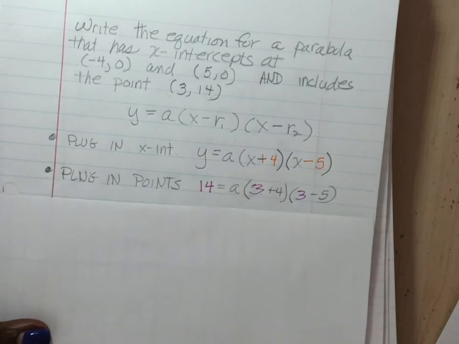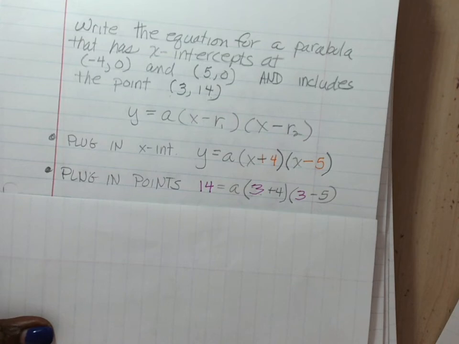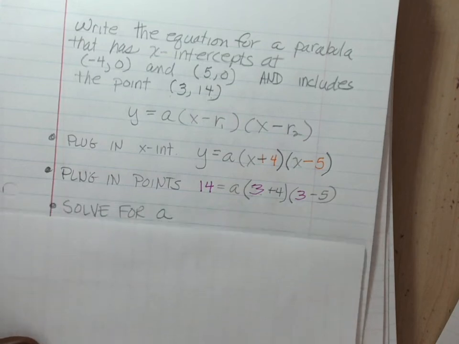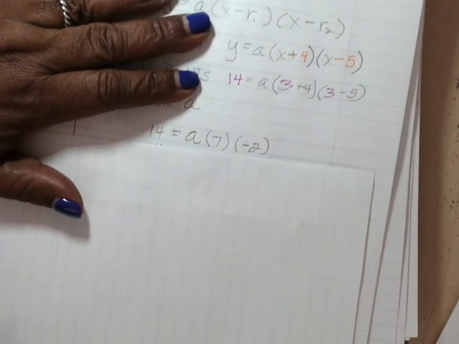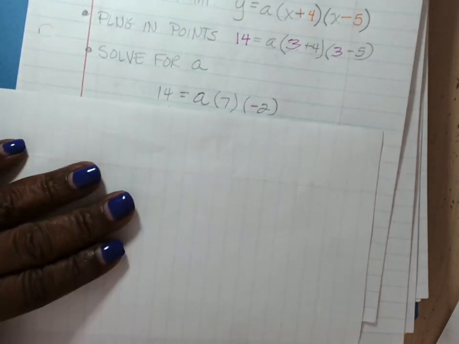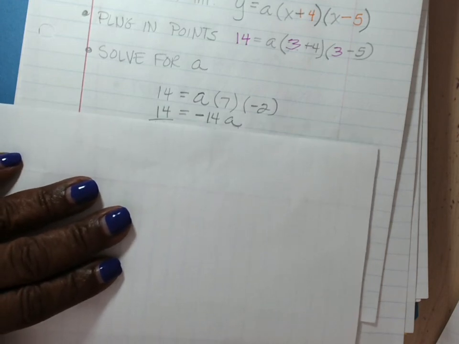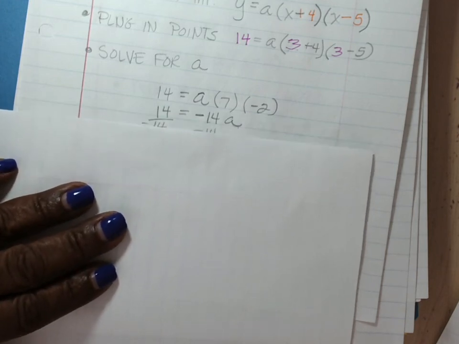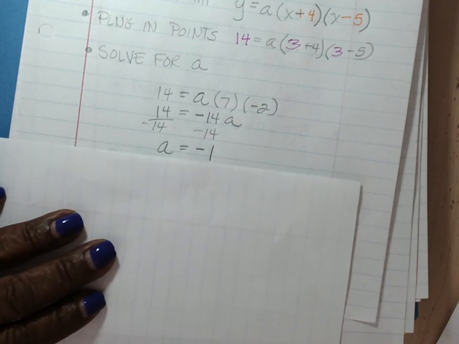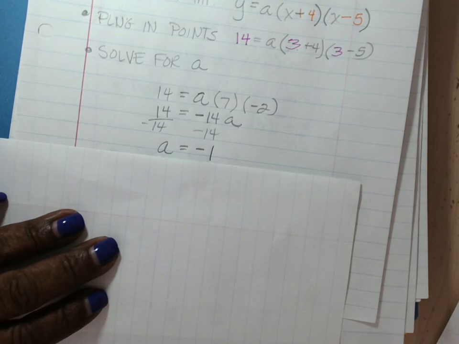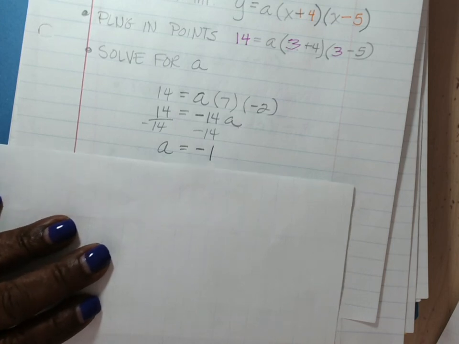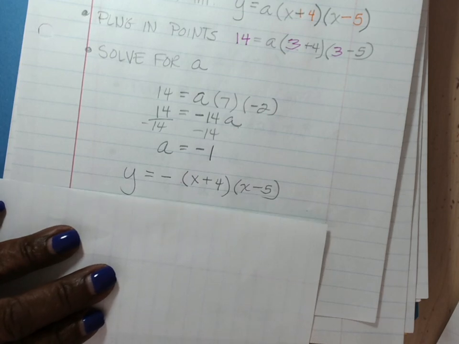Okay, then I'm going to plug in my point. Here it is right here. And I'm just going to do the math here to solve for a. So I end up with 3 plus 4 is 7, and 3 minus 5 is -2. I end up with 14 is equal to -14a. I'm going to divide both sides by -14, and a ends up being -1. So now all I have to do is write my equation with the appropriate a value. And here is my final answer.